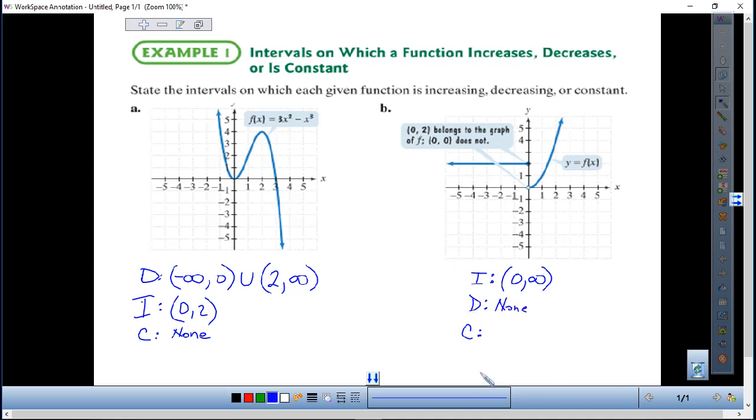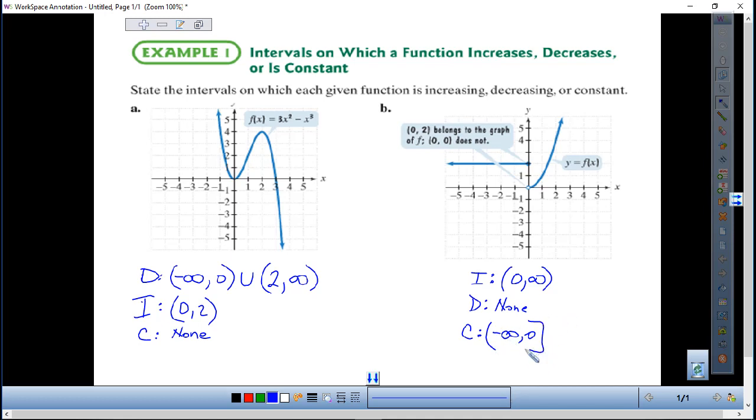So none for that. And where is it constant? Well, it's constant from negative infinity all the way up to 0. Now, this is one of those few places where it's not actually transitioning, but what do we know? We're going to include that endpoint. So it should get a bracket there.